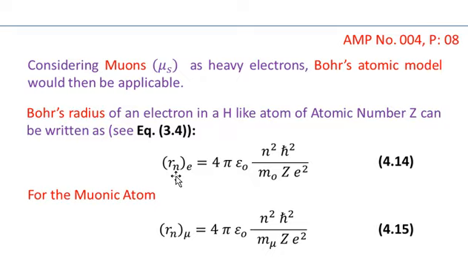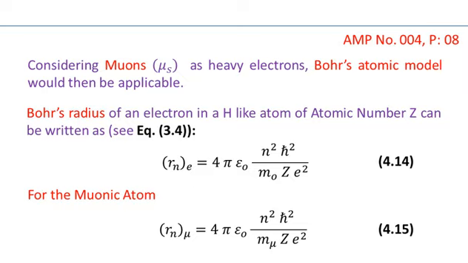So on the left hand side we have Rn, the radius of the nth orbit of the electron, which will be equal to, for the hydrogen-like atom, 4 pi epsilon naught multiplied by the factor containing n squared h bar squared in the numerator and m naught Z e squared in the denominator. And this capital Z indicates that we are talking about the hydrogen-like atom. If you put Z equal to 1, then equation 14 reduces to that of the radius of the hydrogen atom.